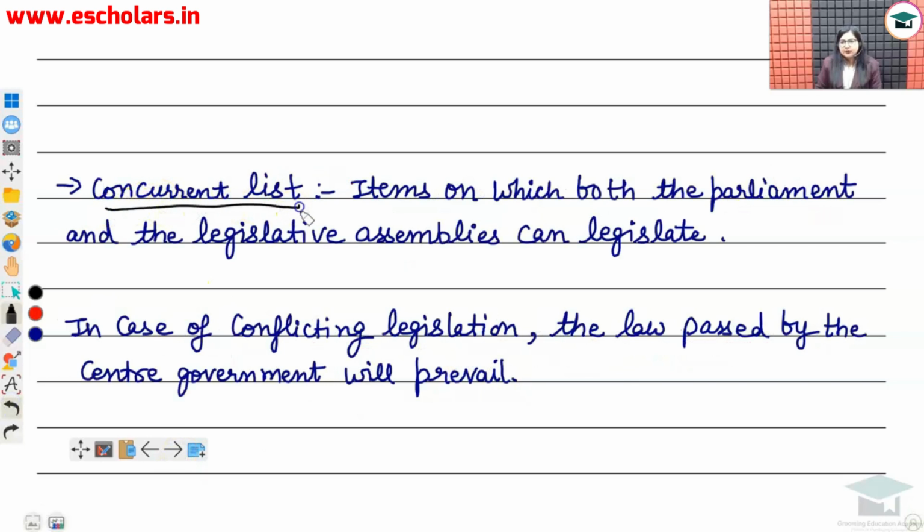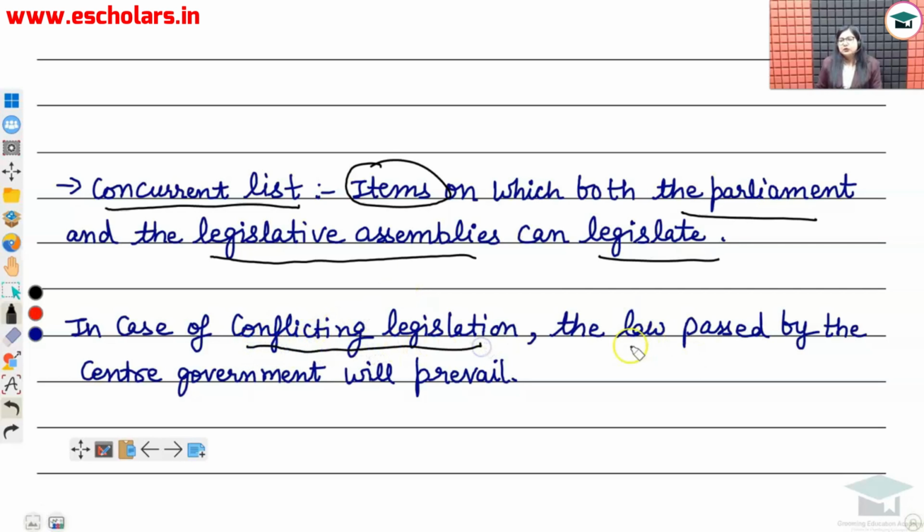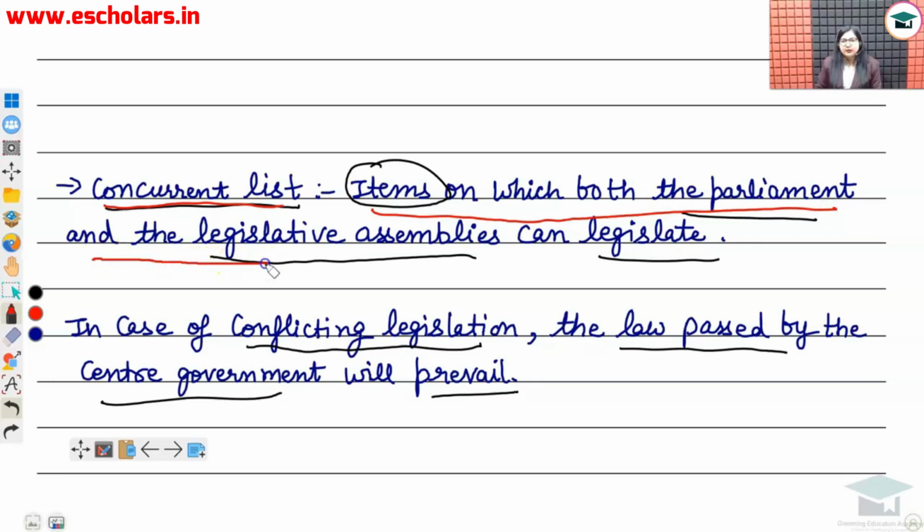And what about the concurrent list? Concurrent list basically involves those items on which the parliament as well as the legislative assemblies can legislate. It basically includes those items on which the central government as well as the state government can legislate. But in case of any conflicting legislation, the law passed by the central government will prevail. So let's have a look. Concurrent list, items on which both the parliament and the legislative assemblies can legislate. In case of conflicting legislation, the law passed by the center government will prevail.